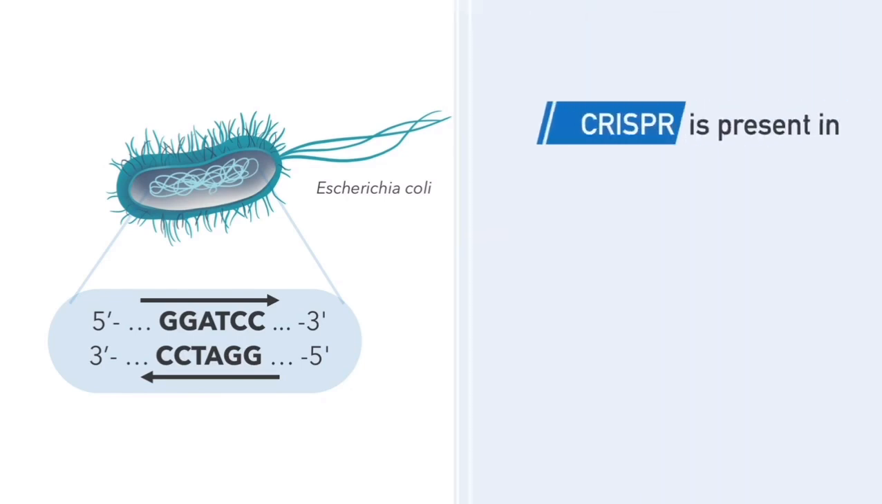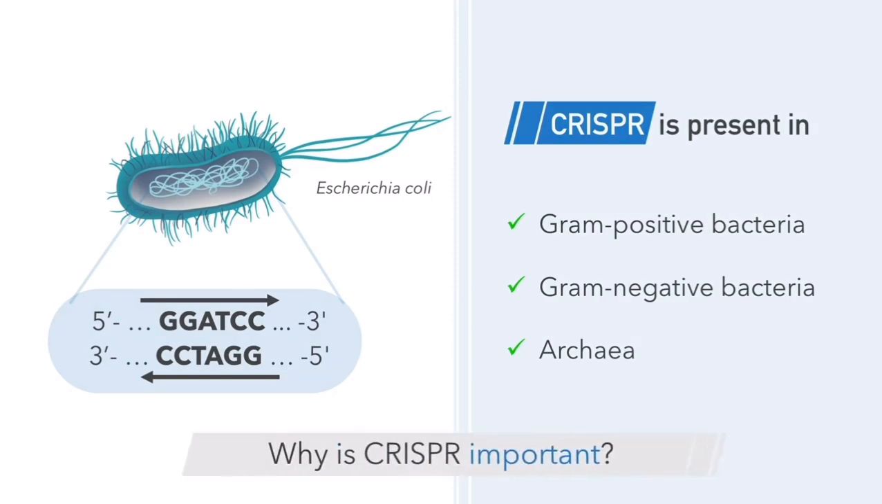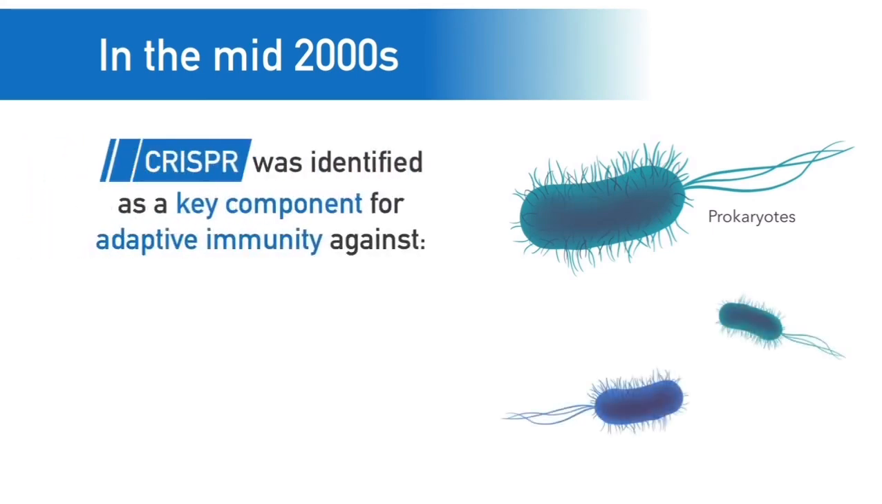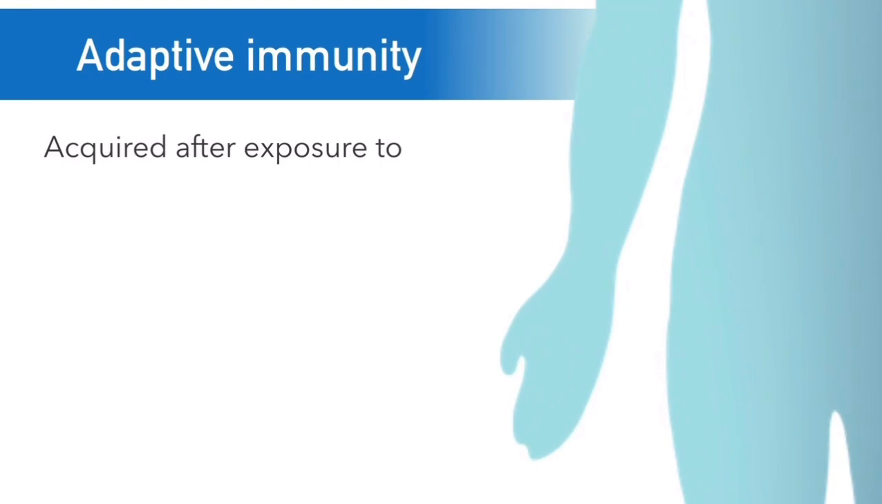Thereafter, its presence was further reported in both gram-positive and gram-negative bacteria, along with archaea. This led to the obvious question regarding the importance of CRISPR. Much later, in about the mid-2000s, the functionality and importance of CRISPR was first realized in prokaryotes. The CRISPR system is a key component of their adaptive immunity that protects these prokaryotes from the attack of viral DNAs, bacteriophages, and plasmids. Adaptive immunity refers to the immunity that an organism acquires after exposure to an antigen, either from a pathogen or vaccination.